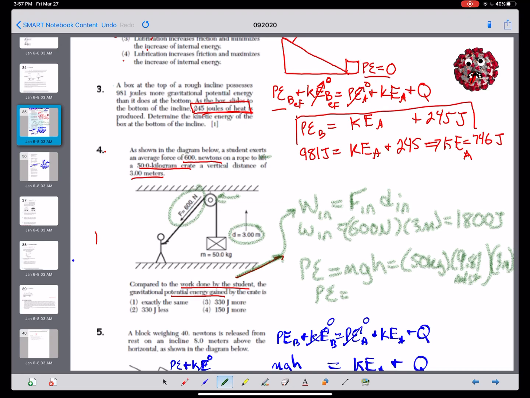1471.5, so about 1472. What do you notice? The work in is more, so it can't be exactly the same. If you subtract them, that'll tell you 1,800 minus 1472. Hey, 1472, that number rings a bell.